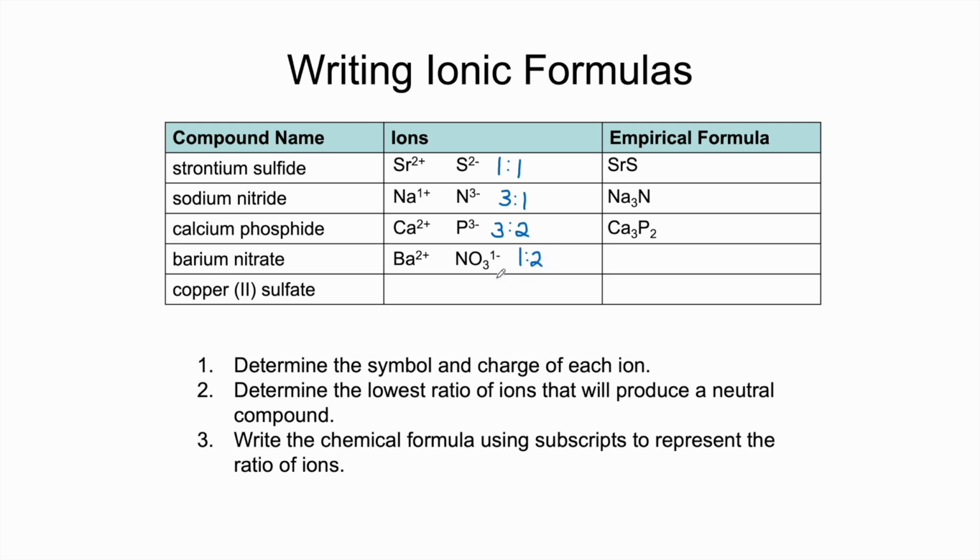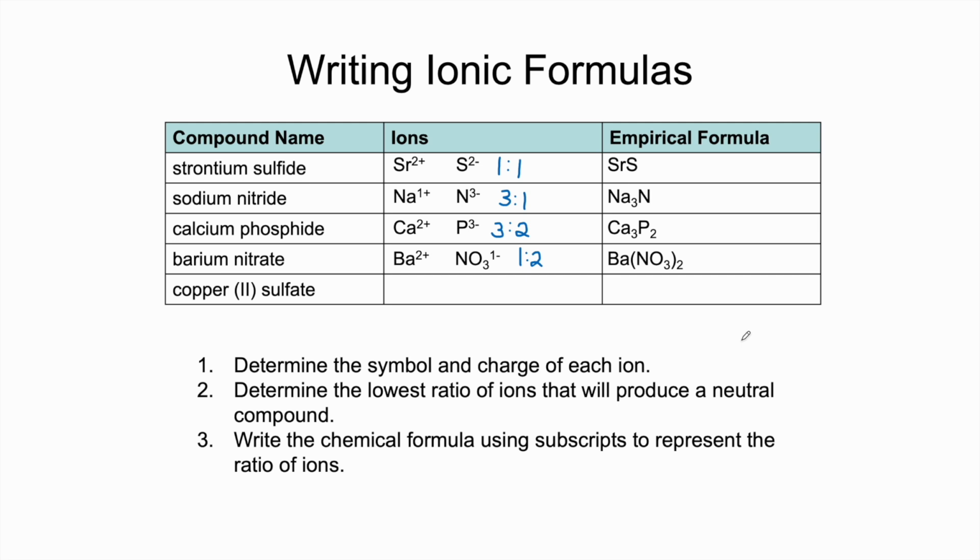Now, any time that we have to show that we have more than one of a polyatomic ion, we need to put the formula for the ion in parentheses and then the number of the ion outside of the parentheses. So our formula becomes Ba(NO3)2, with our ratio 2 on the outside so that we're showing we have 2 NO3s.